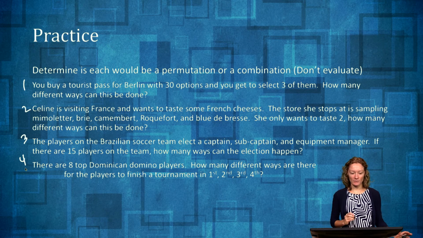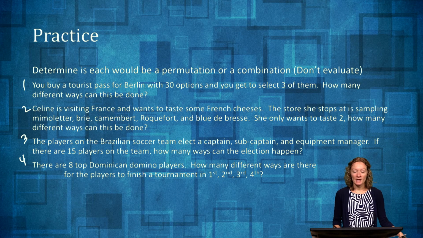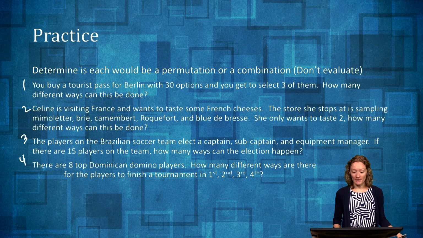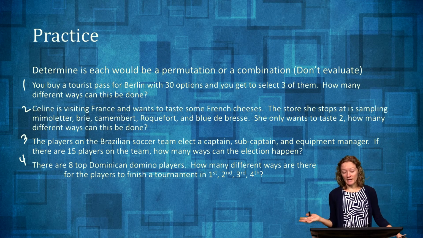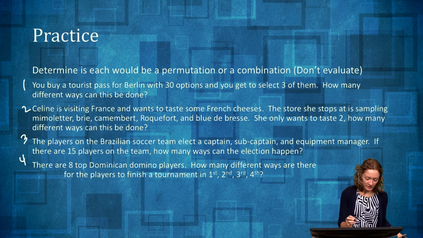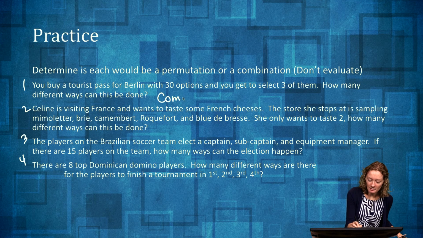Okay, so let's see if we got the same answers. You buy a tourist pass for Berlin with 30 options and you get to select 3 of them. How many different ways can this be done? Does the order that you select those 3 matter? Might vary what your day looks like, but you just have to pick 3 of them, so the order does not matter, which means it's a combination.